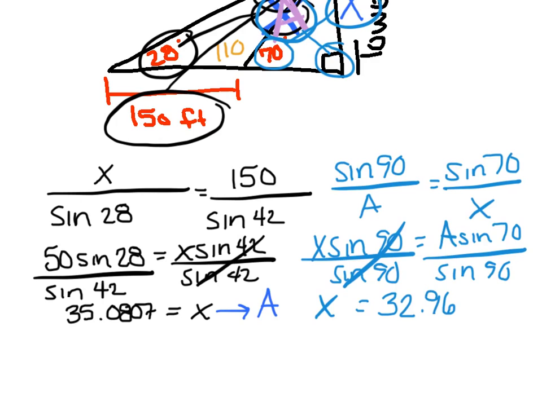Well, there you have it. So the whole trick to the double triangle problems is to find all the missing angles, find the side they share, and then go get the one you want.